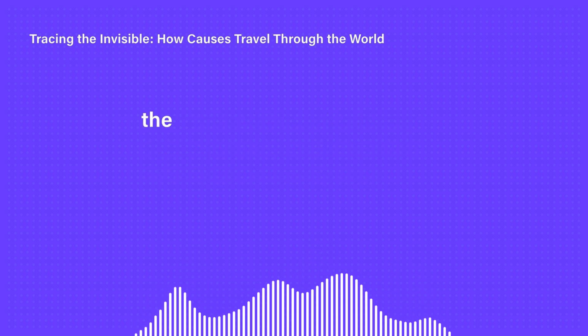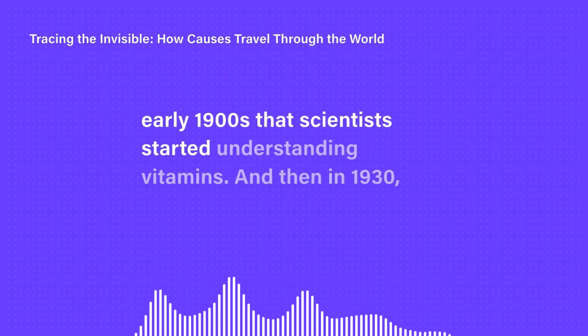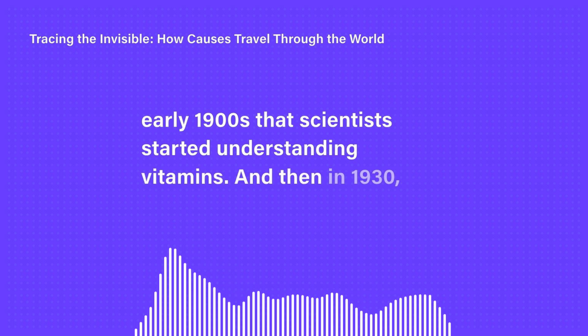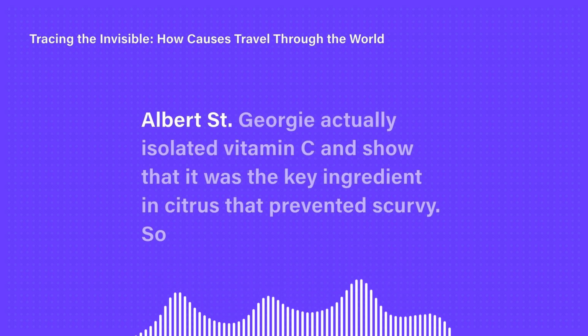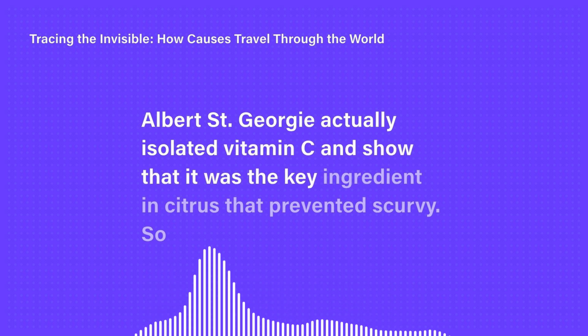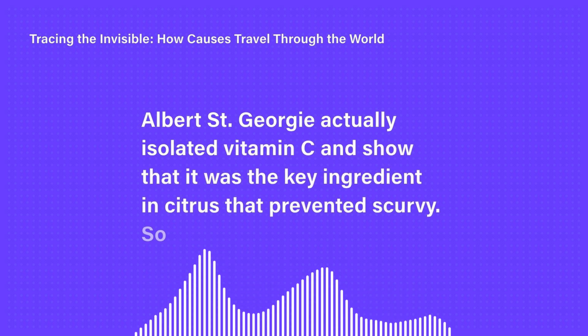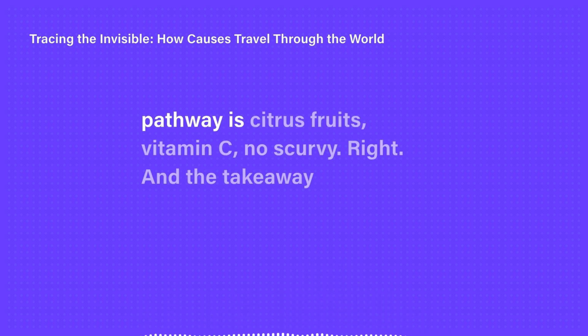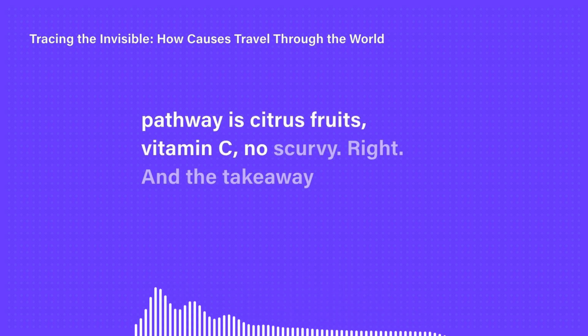Yeah. It wasn't until the early 1900s that scientists started understanding vitamins. And then in 1930, Albert Szent-Györgyi actually isolated vitamin C and showed that it was the key ingredient in citrus that prevented scurvy. So the real causal pathway is citrus fruits, vitamin C, no scurvy.